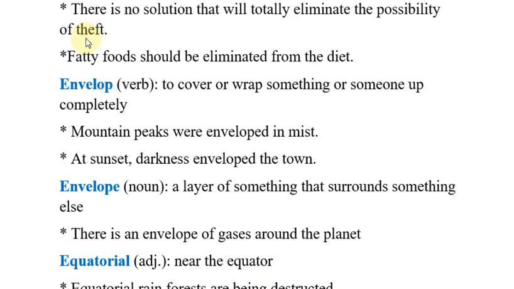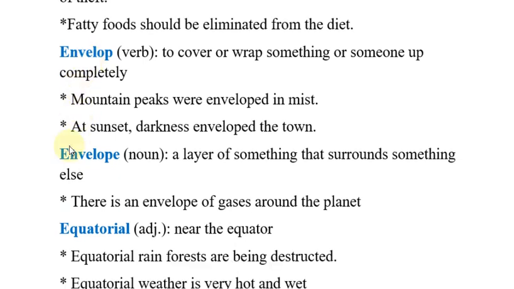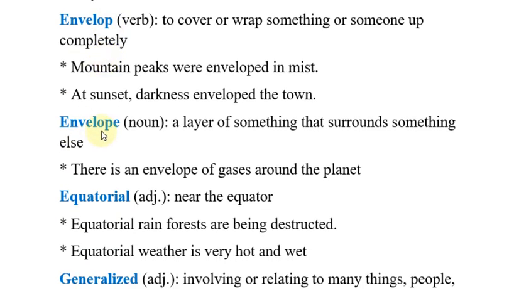Now, here we have a word which is a verb, envelop. This one is envelope. This one is a verb, envelop. To cover or wrap something or someone up completely. Mountain peaks were enveloped in mist. At sunset, darkness enveloped the town. As I said before, this one is a noun and this one was a verb, and here we have an envelope as a noun, a layer of something that surrounds something else. There is an envelope of gases around the planet.